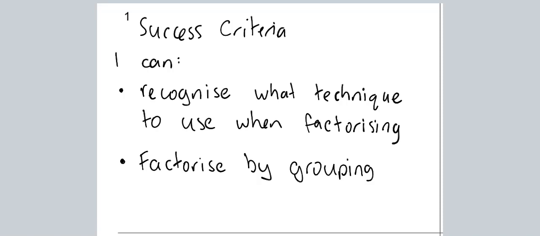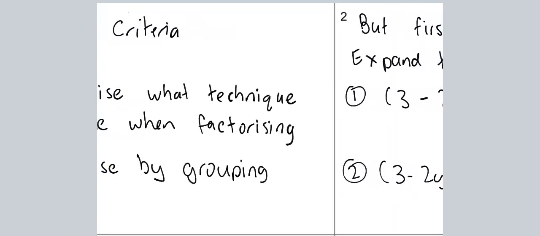Have you done factorise by grouping in regular maths? Doesn't sound familiar, so probably not. Yeah, okay, cool. That doesn't surprise me. I think that's about right.